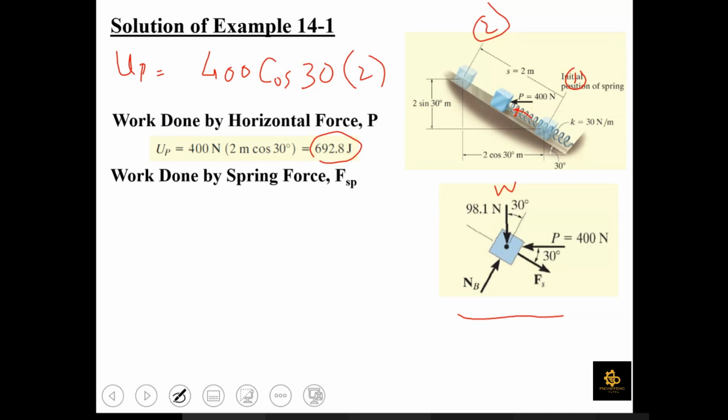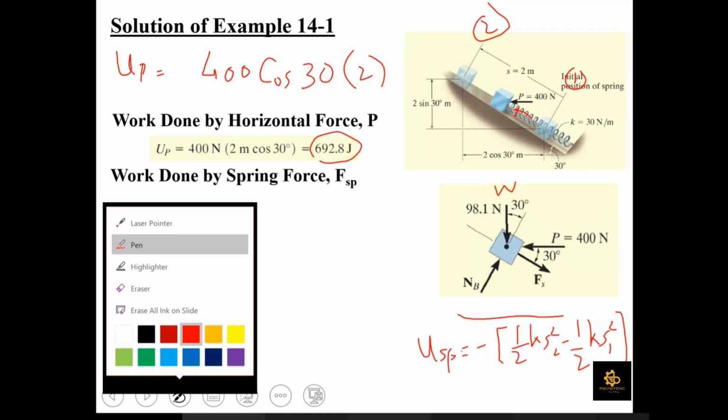Okay, moving towards the second force, which is the spring force. As we have discussed earlier, the work done due to spring force is minus half k s2 square minus half k s1 square. If we recall, for spring force the work is going to be equal to minus half k s2 square minus half k s1 square. Can you identify K? K is known, it is basically 30 newtons per meter, which is the spring constant. What about S2 and S1?